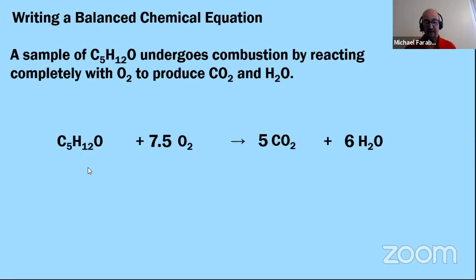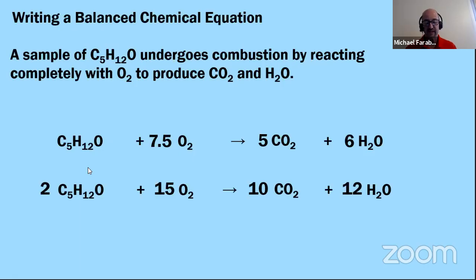Now, if they go on to say that you should balance this equation using lowest whole numbers, and you can't have a fraction for a coefficient, you just go back to each and every coefficient and multiply by 2. So the coefficients might be, instead of 1, 7.5, 5, and 6, multiplying by 2 might give us coefficients of 2, 15, 10, and 12. And of course, the equation is now still balanced.